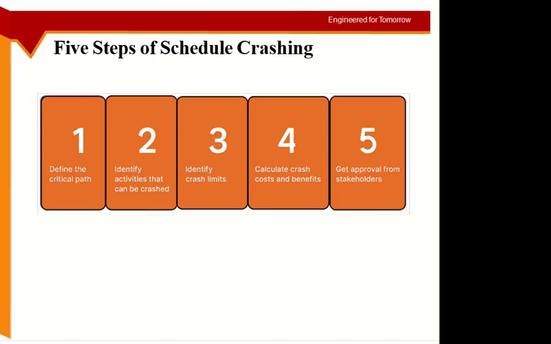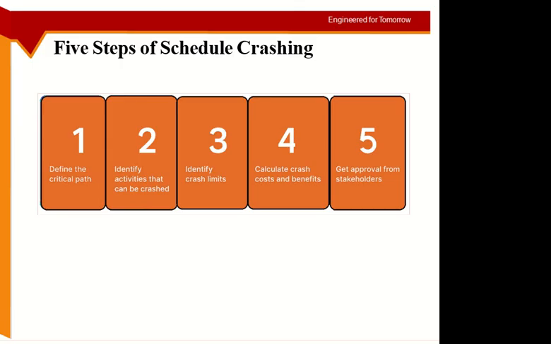To do schedule crashing, you have to follow these steps. The first step is to define the critical path. So you have to do the analysis which we have done before the Eid break, to find out which one is the critical path. Then you identify the activities that can be crashed. Then you look at two possibilities: is it possible to crash, and which one is the cheapest one to crash?